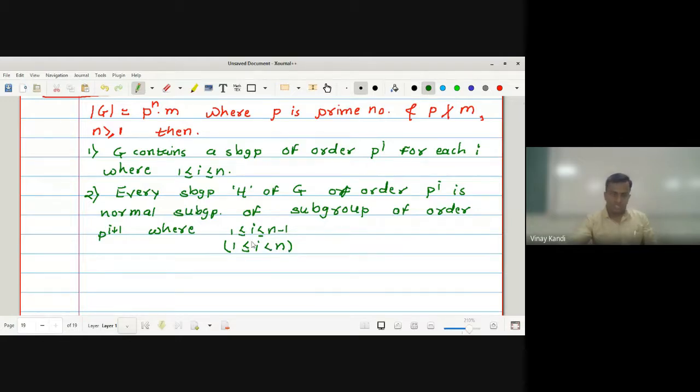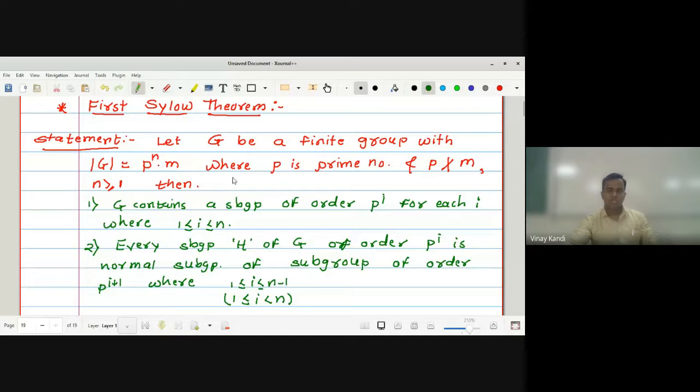What is the statement? Look at here. If G is a finite group with order of G equal to p raised to n into m, where p is a prime number and p does not divide m, it means that the GCD of p and m is 1. That is, in this m there is no factor of p, and n is greater than or equal to 1, then G contains a subgroup of order p raised to i. In this G we need a subgroup of p raised to i; what should its order be?